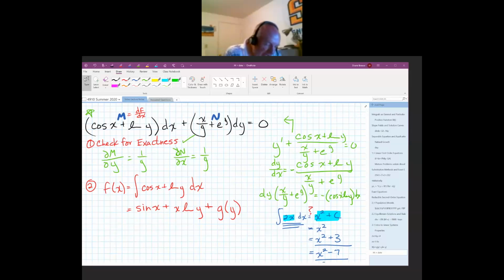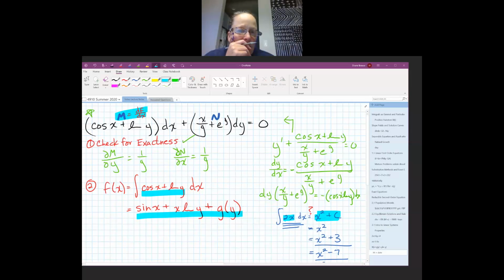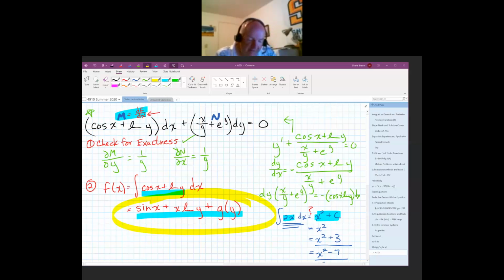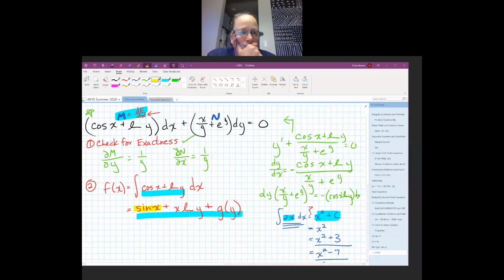Okay, now this is the key. To answer your question, it's critical that you understand this relationship right here. M is the derivative of this with respect to x. It's the partial derivative with respect to x. And so when you take the derivative of this guy with respect to x, the partial with respect to x, what do you get?